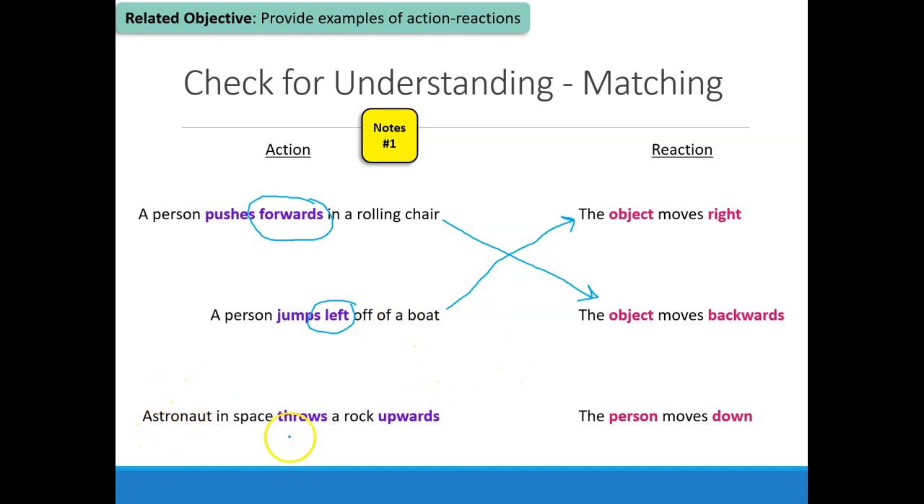And then last but not least, an astronaut throws a rock upwards. So the rock goes upwards, and that means that the person actually goes in the opposite direction, and the opposite of going up is going to be going down. That would be the opposite parallel direction of that force. So the person will begin to move down. Again, this is number 1 in your notes. Make sure you have that saved and that it is correct, and then we are going to move on.